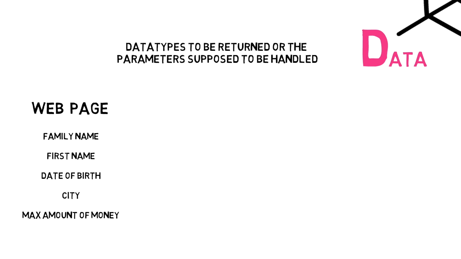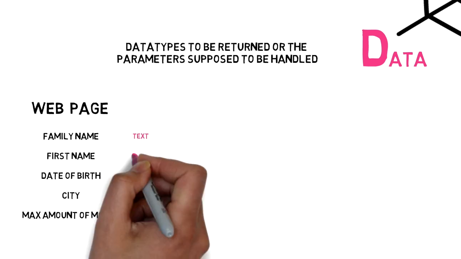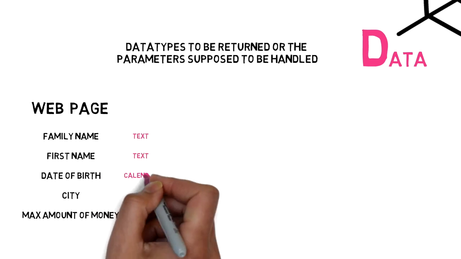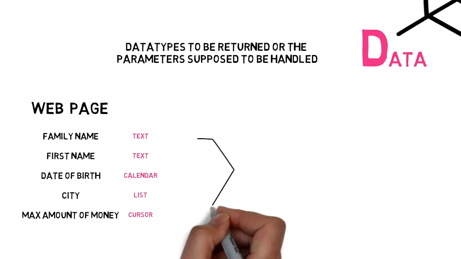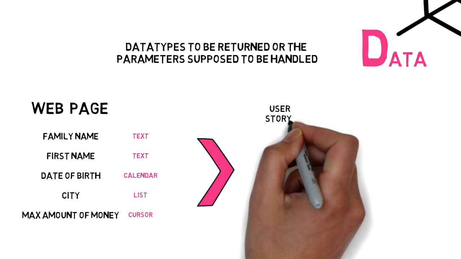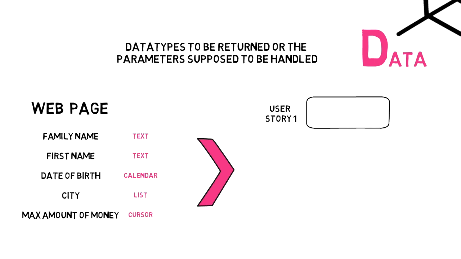The ideal web page is to have a text field for the name and the surname, having the possibility to open a calendar for date of birth, have a list of cities to choose from, and then having a cursor to be able to adjust the amount. Well, in a first user story, we can only create a basic form, where all of these items are text fields. The customer can still use it and fill up all the necessary information.